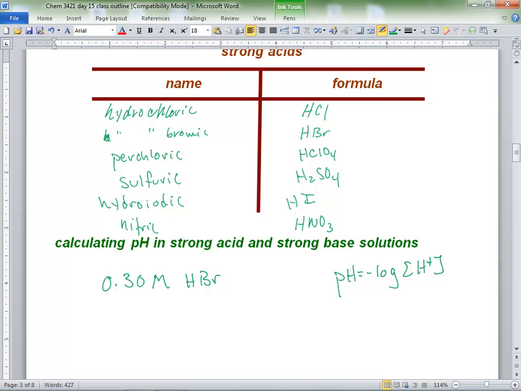It's a deceptively straightforward answer. The only reason this works is because it's strong. What's the concentration of the hydrogen ion? Same as this, because it's 100% dissociated. So the concentration of H plus is 0.3 molar. What's the concentration of bromide? 0.3 molar. You don't care, but it's true. So take the pH, just take the negative log of 0.3 and you have your answer.